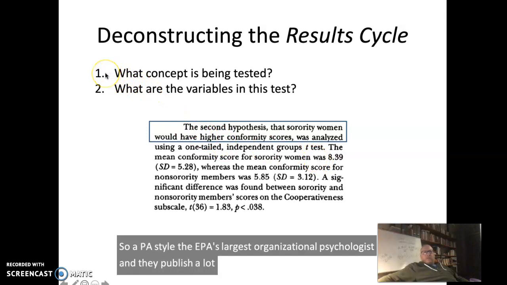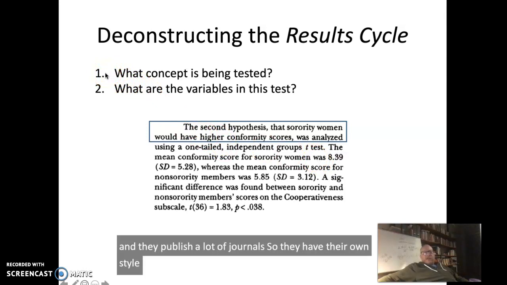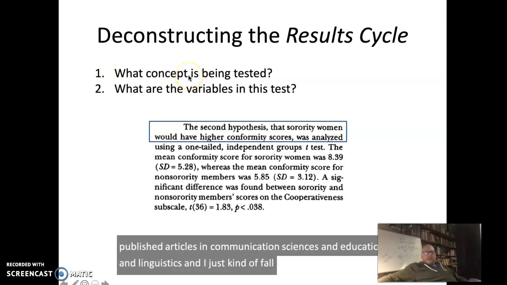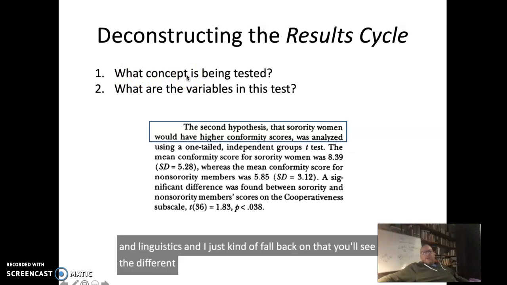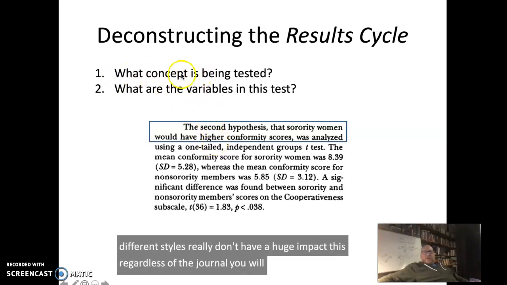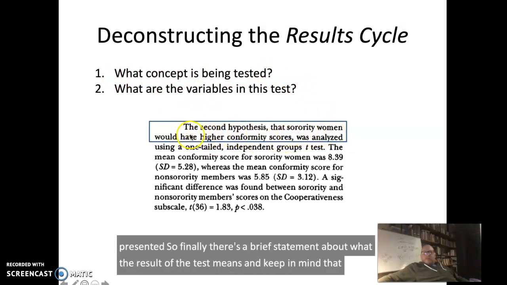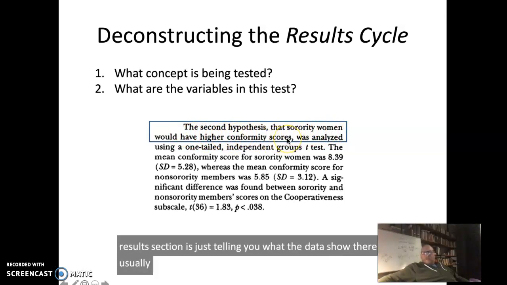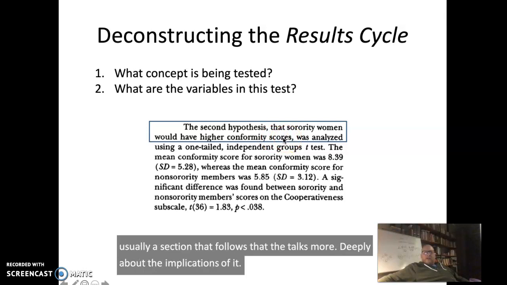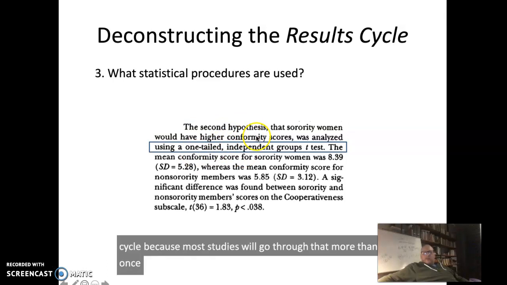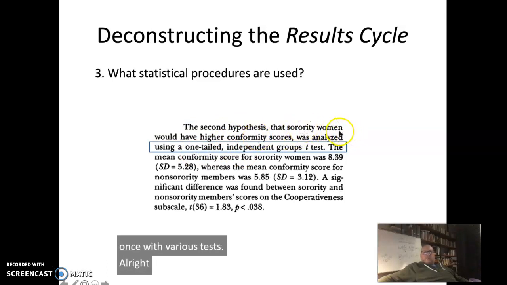And so the methods section described exactly how she gathered responses from individuals, how many people she had, their ages, and things like that. So here in the results cycle, now she just stops and says, okay, here's what I've tested and here's what I've found. So the first part of the results cycle, you'll see that she wrote here that her hypothesis was that sorority women would have higher conformity scores. And the variables then would be conformity scores and if someone was in a sorority or not.